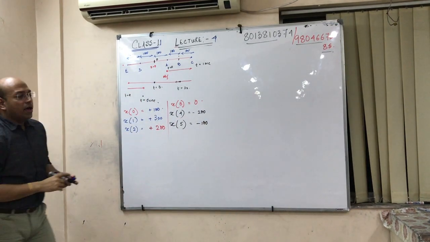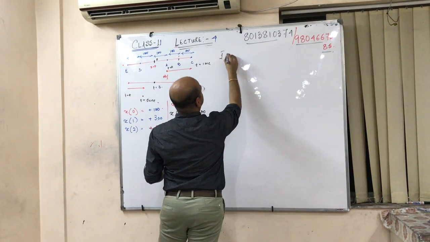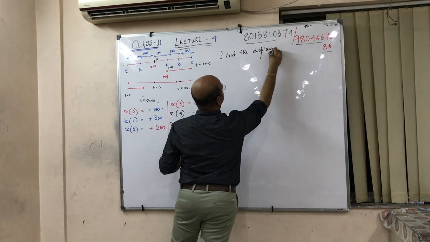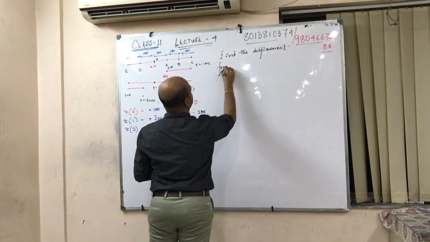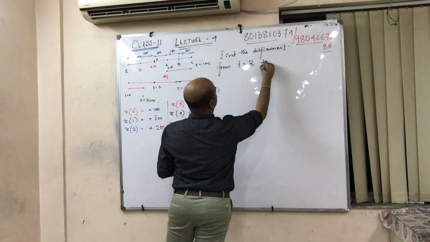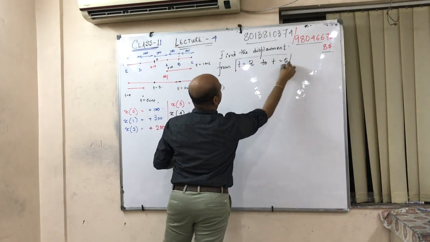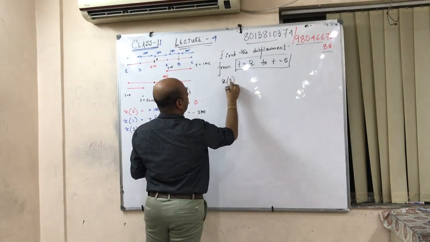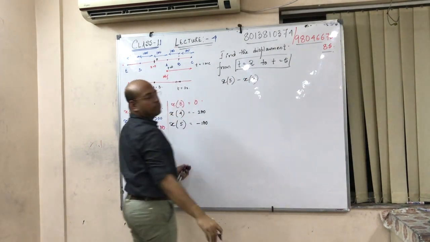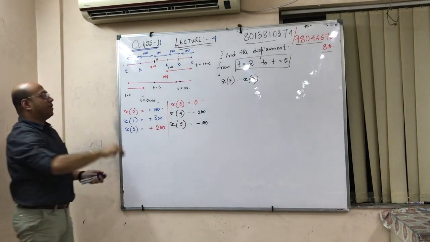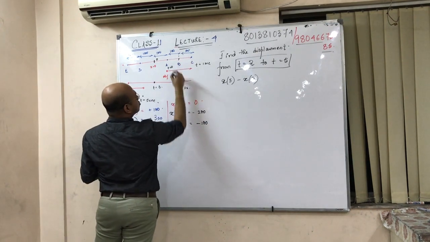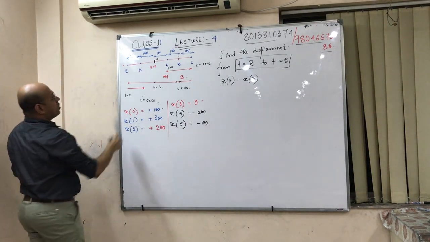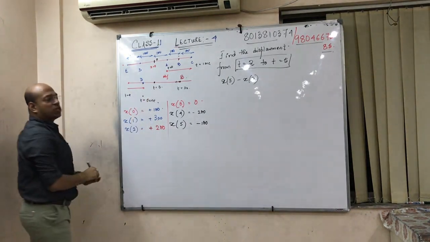Done. Now, if someone says find the displacement from t equals to 2 to t equals to 5, one thing: x5 minus x2, done. Logically I will explain. When t equals to 2, it was at which position? It was at position B. At t equals to 5, it was at position D.